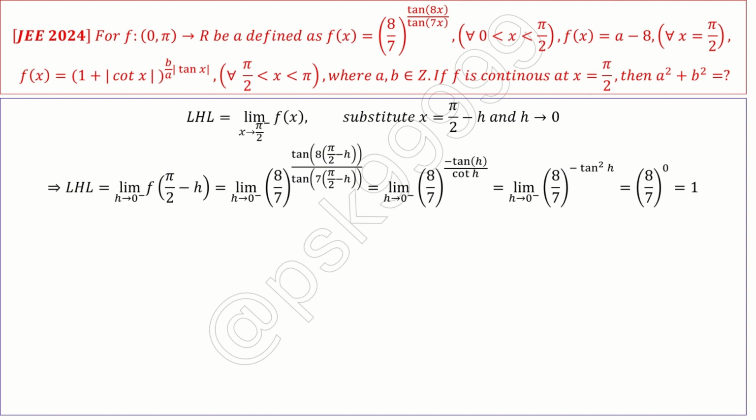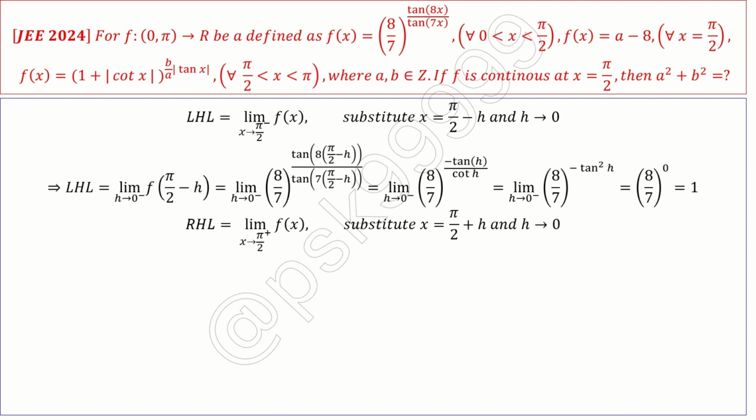So this is nothing but, if I see 8 times pi by 2 minus h, this is minus tan h, and this will become cot h. So that is nothing but minus tan square h on the power side. So the simple equation is limit h tends to 0, 8 by 7 to the power of minus tan square h. If I substitute h equal to 0, I'll get 8 by 7 to the power of 0, which is 1. So my LHL is 1.